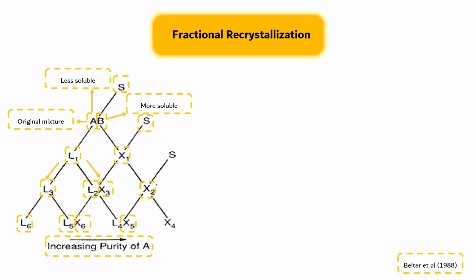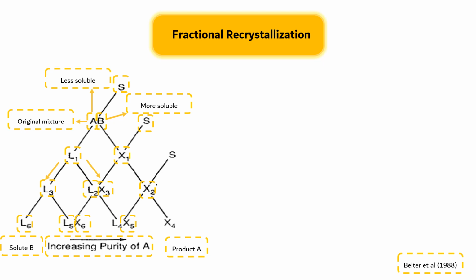In each group, purer crystals migrate toward the right of the diagram and less pure liquids toward the left. Consequently, the less soluble product A is concentrated in fractions on the right side of the diagram and the more soluble solute B on the left side.